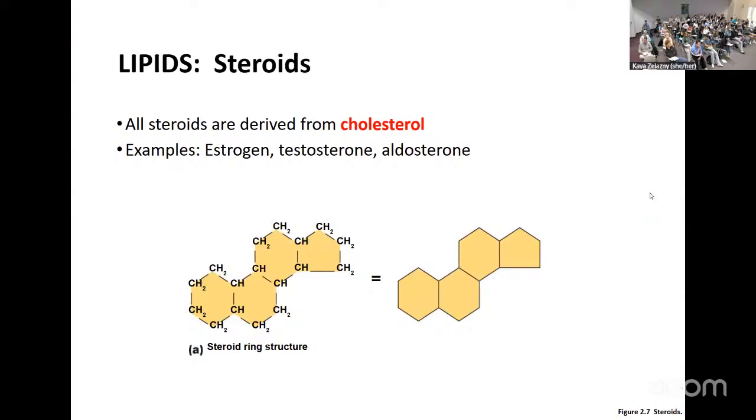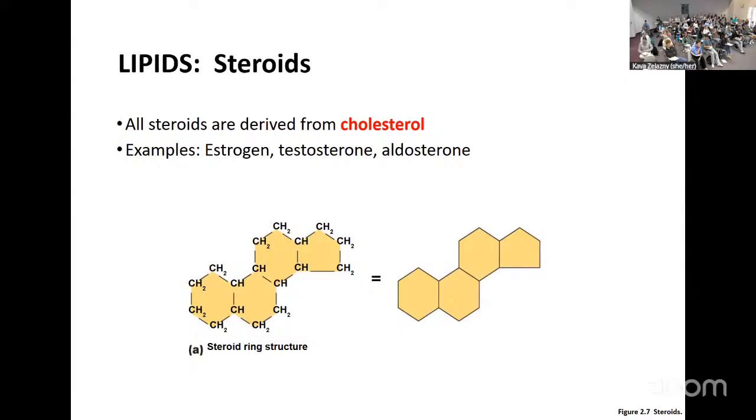Next, we have our steroids. Steroids are another place we'll see a ring-looking structure, but we're going to make sure we know this isn't a carbohydrate because we don't have all that oxygen. We don't have oxygen bonding together those rings, and we really don't see much oxygen in the structure at all.